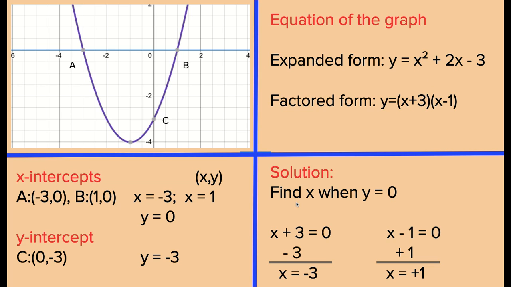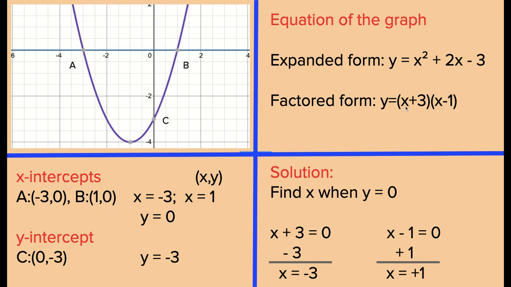Now, the solution of a quadratic equation is when you find x knowing that y is 0. So when y is 0, that means that either x plus 3 has to be 0, or x minus 1 has to be 0, or both of these are 0. So 0 times x minus 1 will give y is equal to 0, or x plus 3 times 0 will give y is equal to 0.